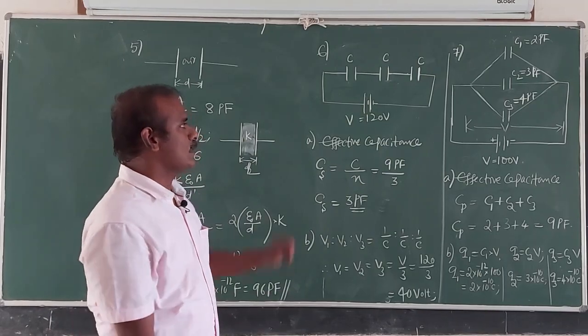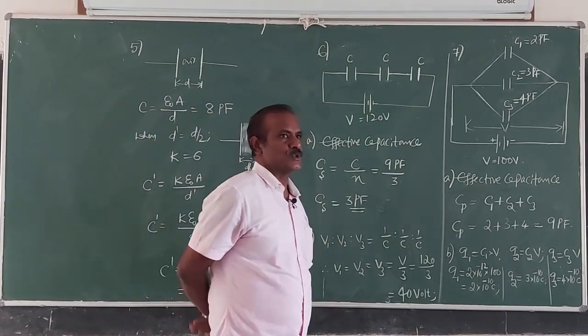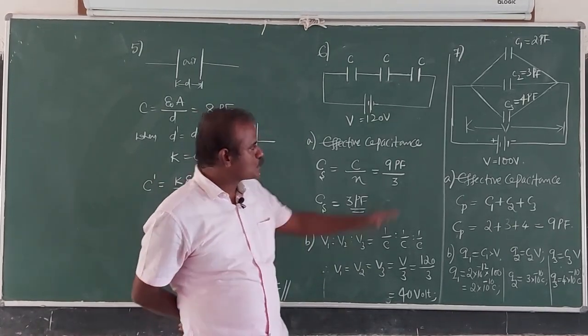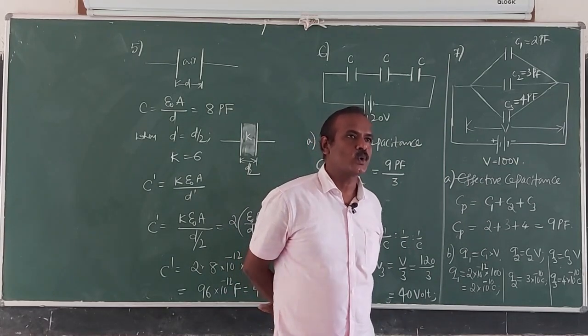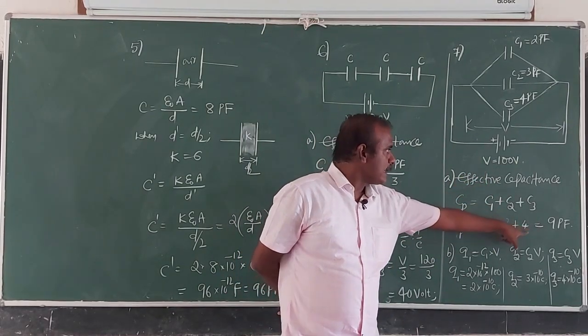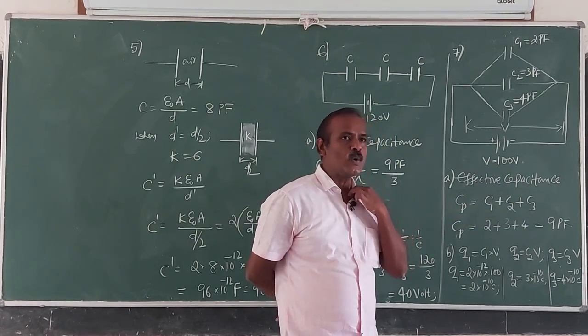Otherwise, you can also calculate this using the relation: charge ratio Q1 is to Q2 is to Q3 is equal to C1 is to C2 is to C3. For that you should know the total charge. How to know the total charge? By multiplying total capacitance and total potential: 9 picofarad into 100. In that way also we can calculate.